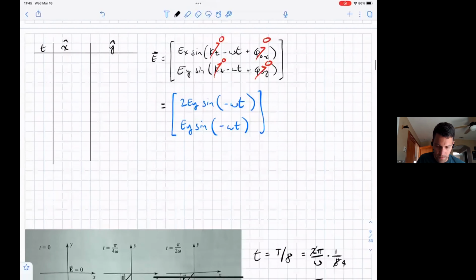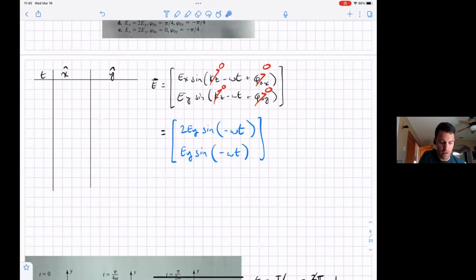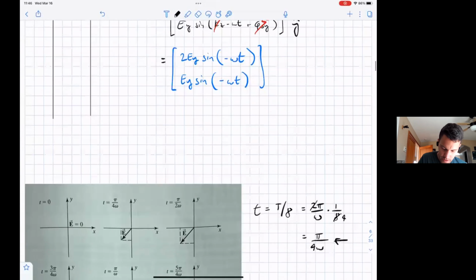So what I did, you can see over here, the way I would do this is set up a table like this. For all your t values, all your x hat values, and all your y hat values. Recall that this over here is your x hat vector, and this is your y hat vector. And together they make the entire electric field vector. And so when there's a column here for the x hat, that's going to be whatever comes out of this top vector component. And then the y hat is going to be whatever comes out of the y component. That's the way I think about it. So let's go ahead and plug this in.